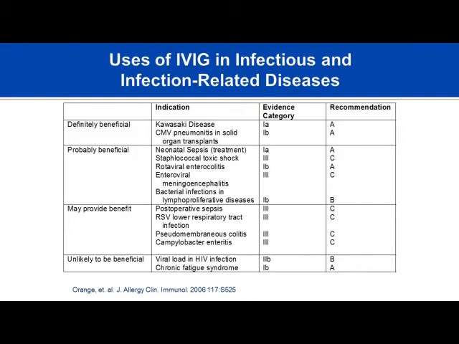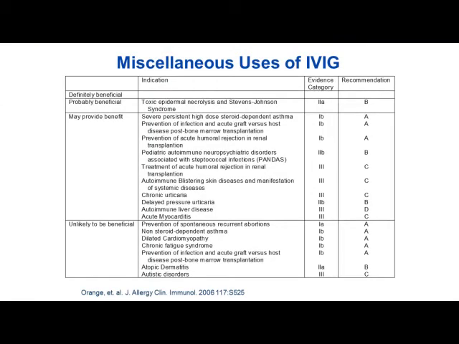I'd like to move on and talk about some of the other indications of immunoglobulin, back to the evidence review. Again, in the infectious and infection-related disorders, those that were perceived to be definitely beneficial included Kawasaki disease and the prevention of CMV disease, cytomegalovirus disease, in individuals undergoing transplantation, and there were a variety of others which were perceived to have different degrees of utility. There are a number of miscellaneous indications for which IVIG has been used, and these have ranged from wildly different disorders spanning multiple different organ systems.